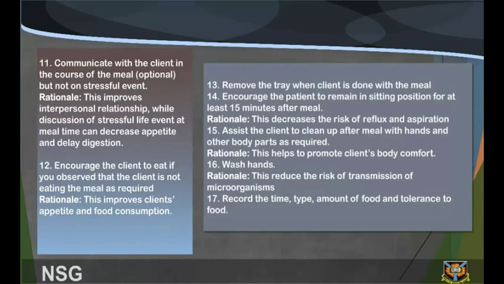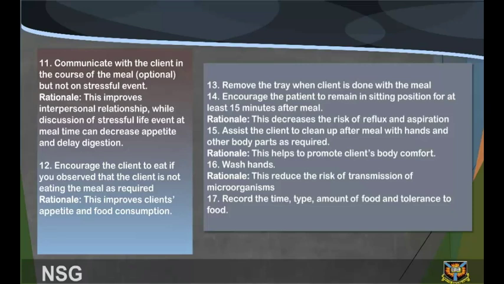11. Communicate with the client in the course of the meal. This is optional, but not on stressful events. This improves interpersonal relationship, while discussion of stressful life events at mealtime can depress appetite and delay digestion. 12. Encourage the client to eat if you observe that the client is not eating the meal as required. This improves client's appetite and food consumption.